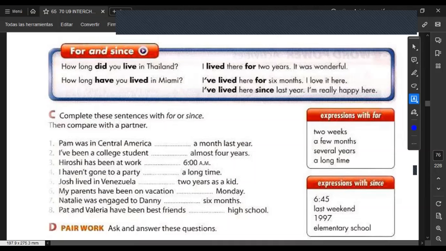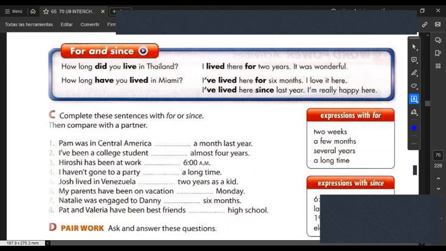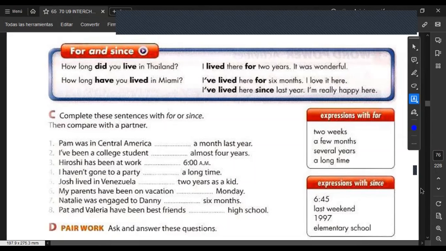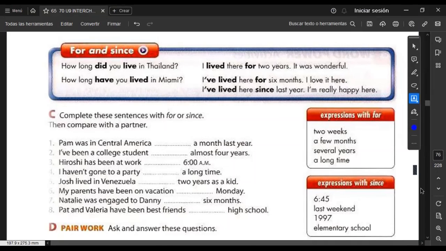Page 67, exercise 5, grammar focus. For and since. How long did you live in Thailand? I lived there for 2 years. It was wonderful. How long have you lived in Miami? I've lived here for 6 months. I love it here. I've lived here since last year. I'm really happy here.